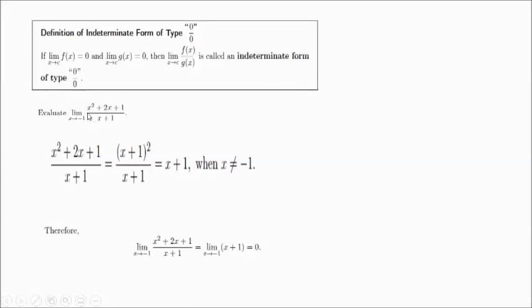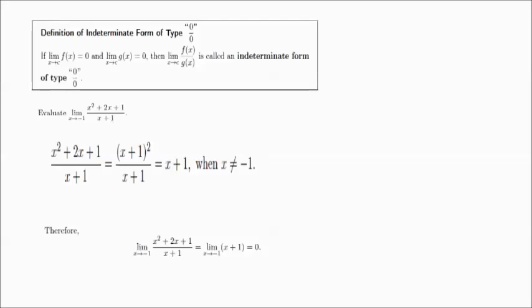Kapag mag-0 over 0 siya. So negative 1, di ba, isa-substitute sa una, sa numerator. So negative 1 square, plus 1, and then negative 2. So substitute mo muna, class. So negative 1 square is 1. Then plus 1, 2. And then minus 2, so mag-0 siya. Also, sa denominator, negative 1 plus 1 is 0.